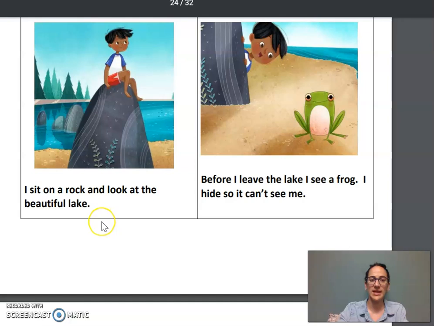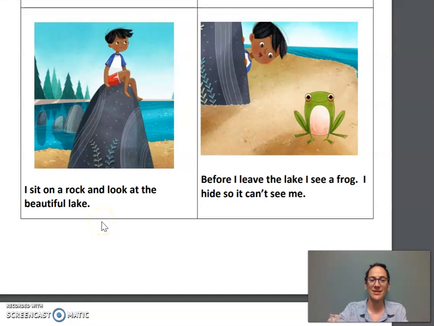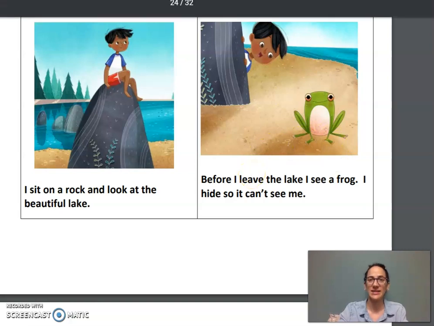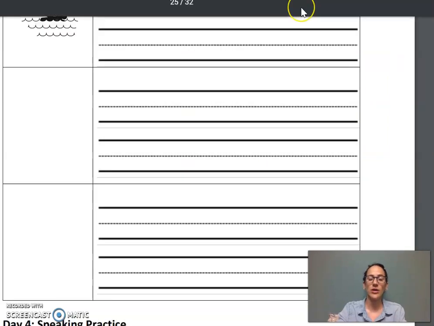What can we say here? Yes, I sit on a rock, or I look at the beautiful lake. I see a frog, I hide. There are lots of things we can do. I want you to choose 2 more. Draw a picture and write the words here.